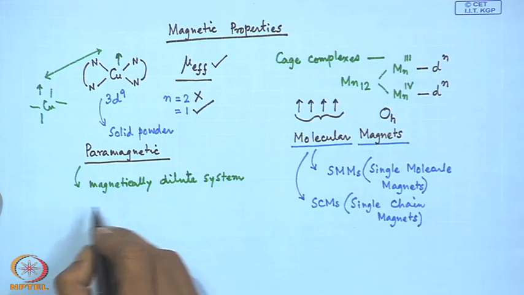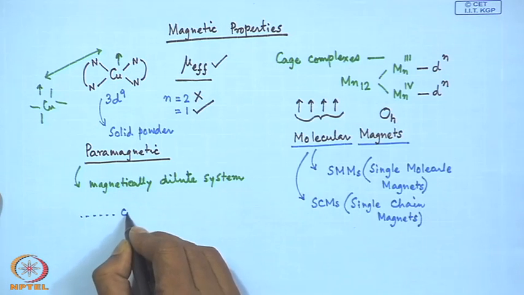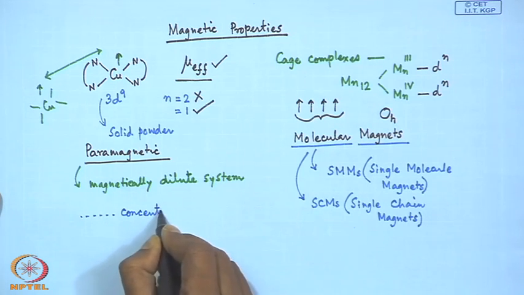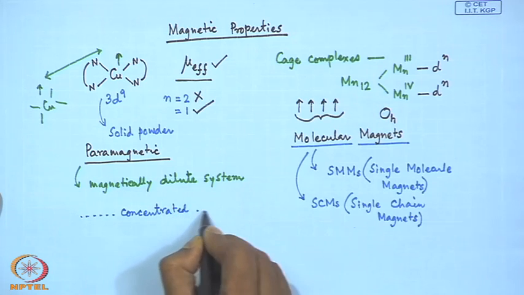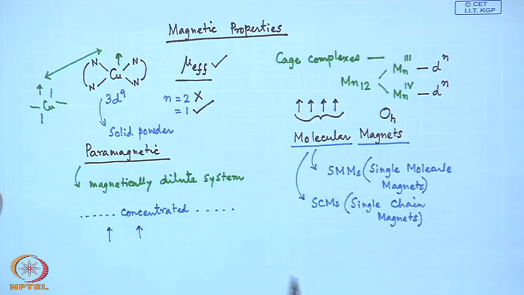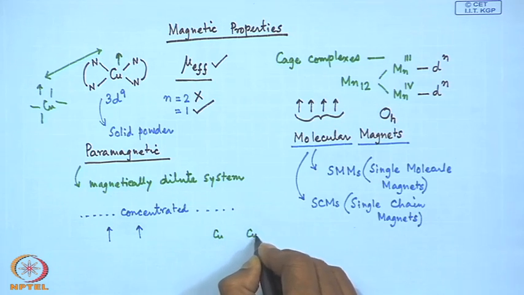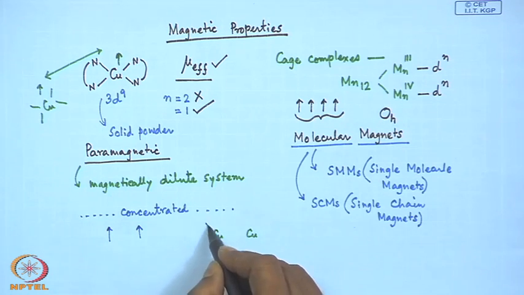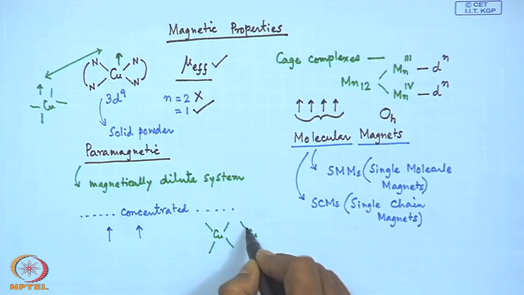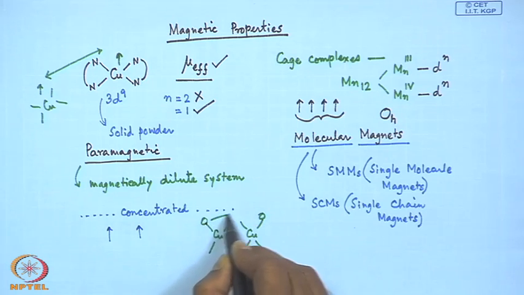But when we have a magnetically concentrated system, then we see that we can have two individual centers. What we know is that we can have this for simple copper acetate. So, in the case of copper acetate, which is basically a dimer, this is basically connected like this.